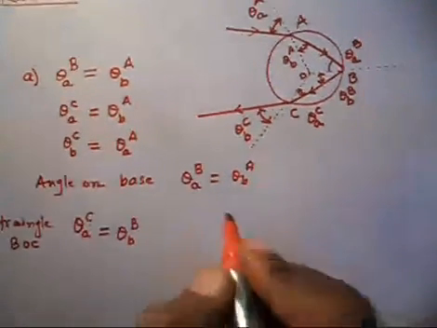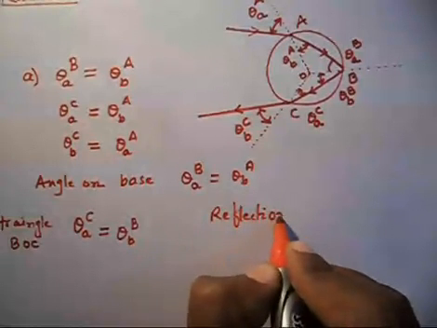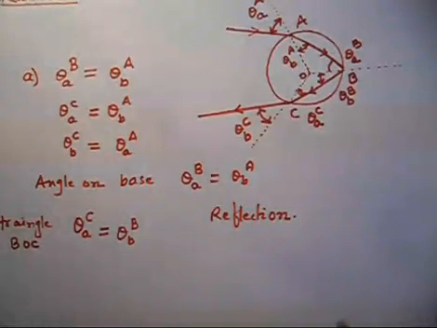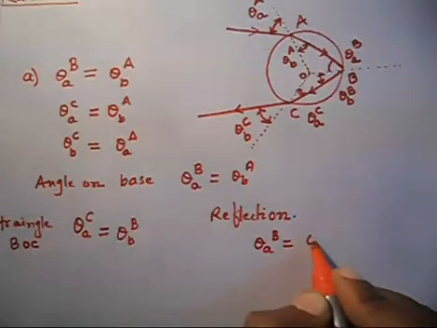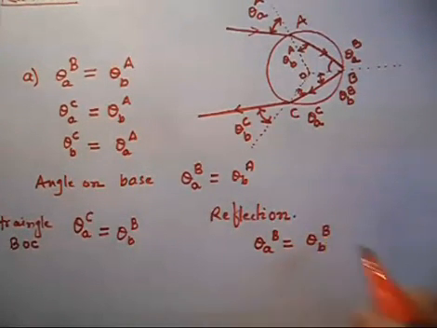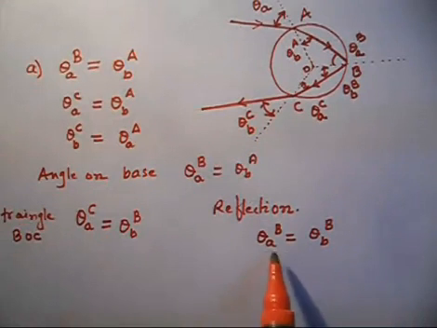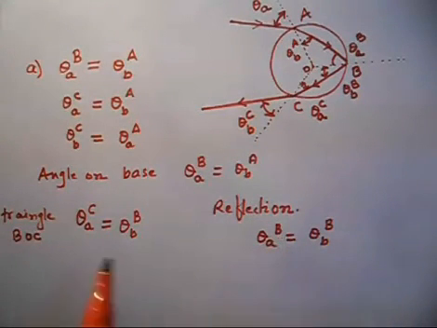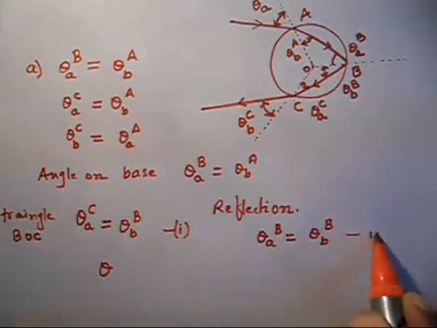Now if I apply the property of reflection, the reflection says angle should be equal, so theta A at B is same as theta B at B, because this is a reflection, so at reflection angle should be equal. So this means theta B at B is same as theta A at B. So let us say this is equation 1, this is equation 2.